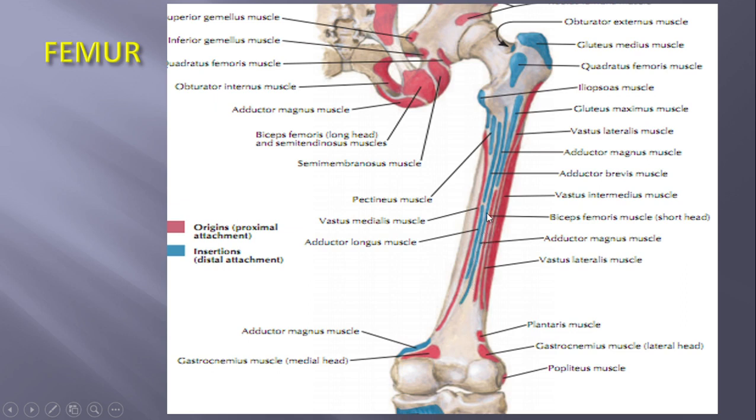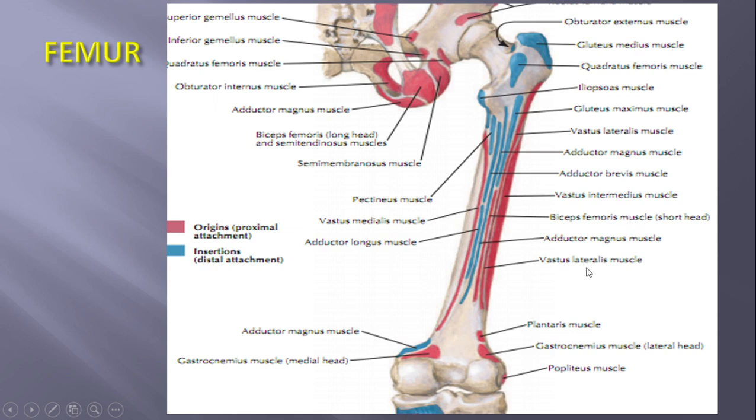Then next to that you can see the origin of biceps femoris muscle, and next to that on the lateral lip of linea aspera we can see the origin of vastus lateralis extending. On the upper part of the posterior surface, the lateral lip also extends up to the gluteal tuberosity, and the gluteal tuberosity gives insertion to the largest muscle of the gluteal region, the gluteus maximus muscle.